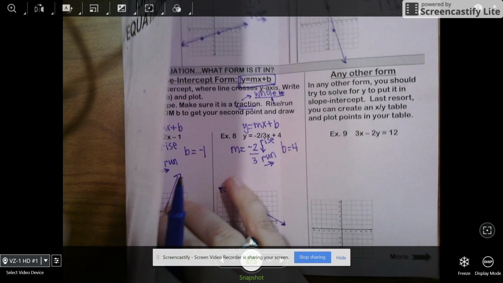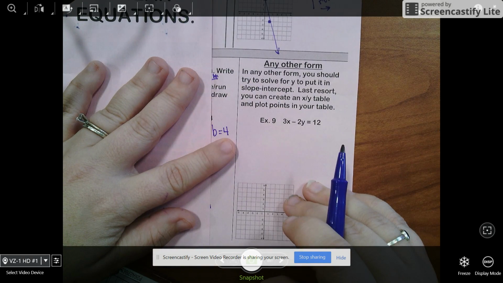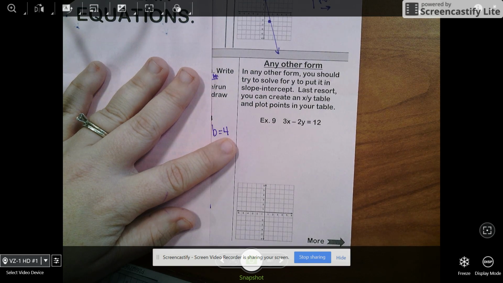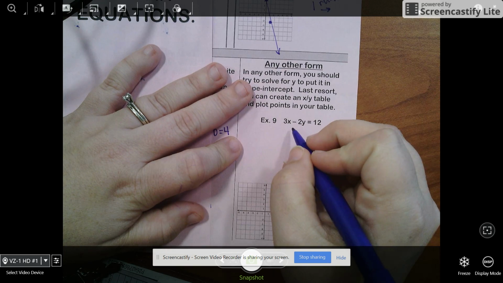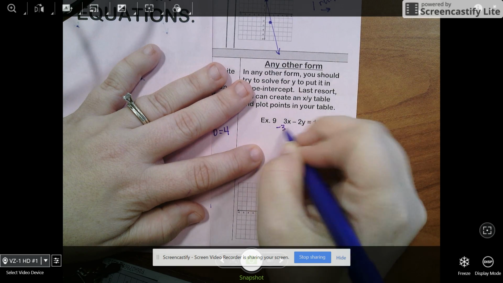Now, what if it's in any other form than y equals mx plus b? What if it's in any other form? If it's in any other form, what you're going to do is get it back into y equals, slope-intercept form, y equals mx plus b. So I'm going to solve for y. That means I have to move everything else away from it. So I'm going to move the 3x first.